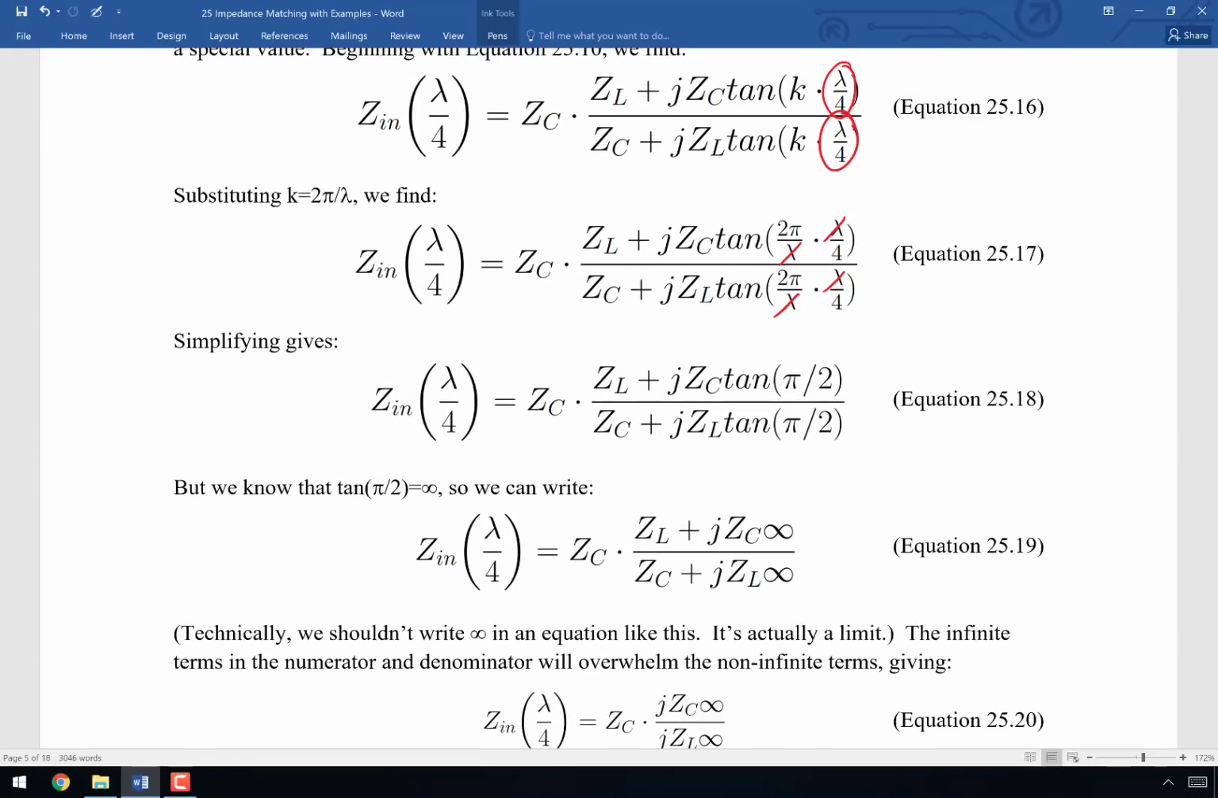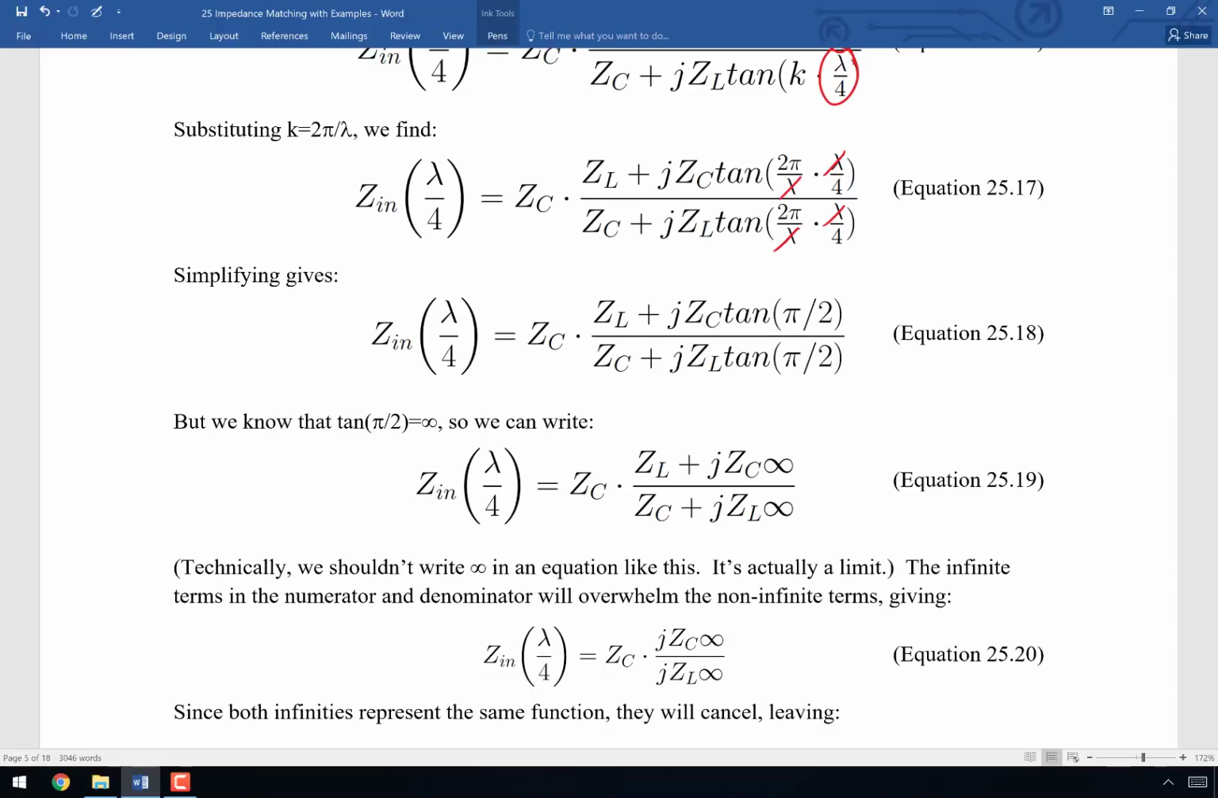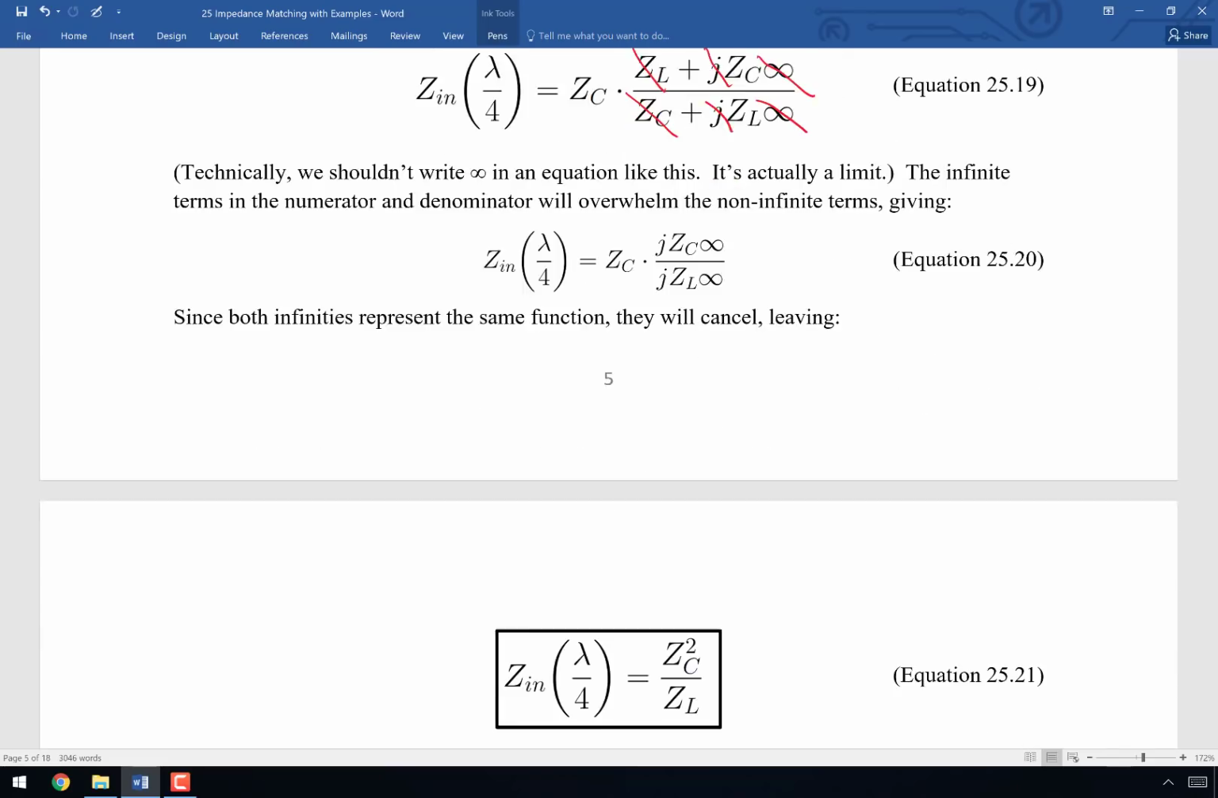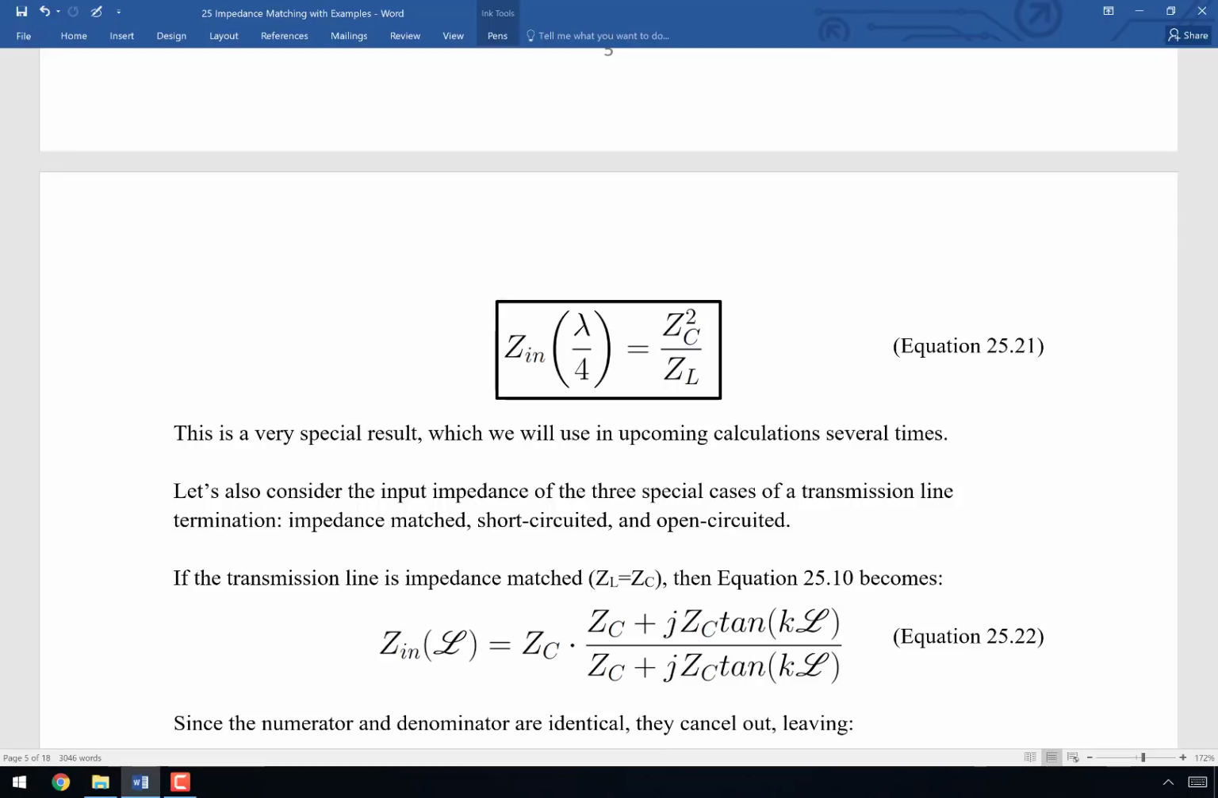The tangent of pi over 2 is infinity. Well, a mathematician would lose their mind if they saw me writing it this way. It is a limit, so I want you to know that I know it's a limit. But if we took that limit, then the Z sub L and the Z sub 0 would drop out. And because these infinities came from exactly the same quantity, tangent of pi over 2, they'll cancel each other out. The j's are going to cancel each other out. And what we end up with is Z sub 0 times Z sub 0 over Z sub L, which is to say Z sub 0 squared over Z sub L.